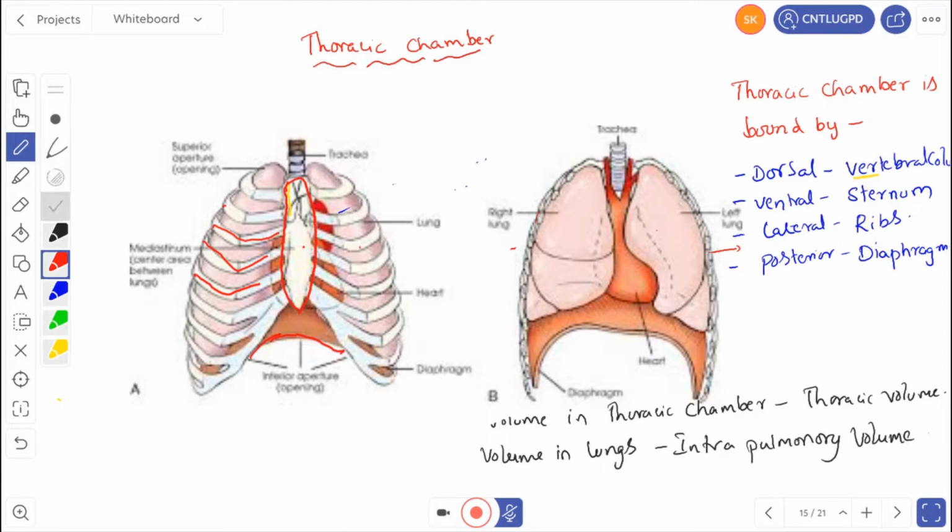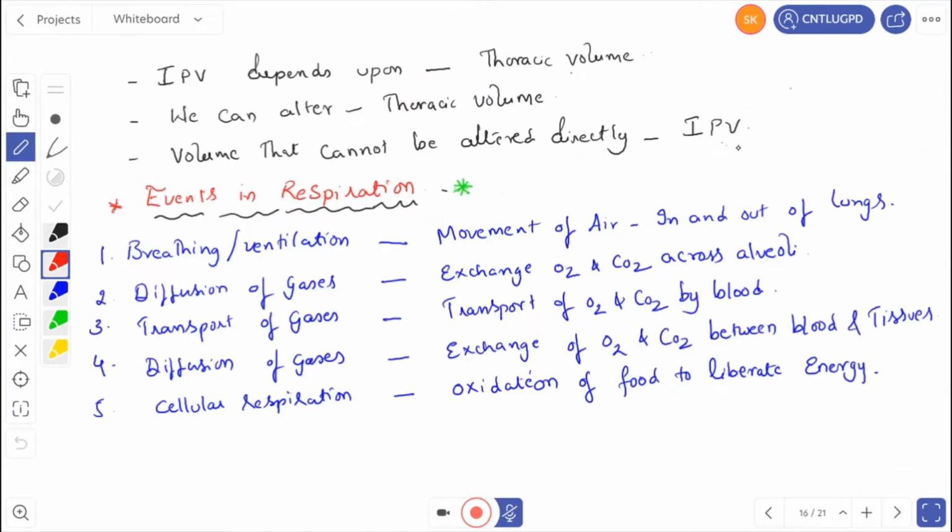Then the volume in the thoracic chamber is called thoracic volume. It's very important. Then what is the volume in the lungs? The volume in the lungs is called intrapulmonary volume. I am representing intrapulmonary volume as IPV. Intrapulmonary volume depends upon thoracic volume. Remember that. If thoracic volume increases, intrapulmonary volume increases. If thoracic volume decreases, intrapulmonary volume also decreases.